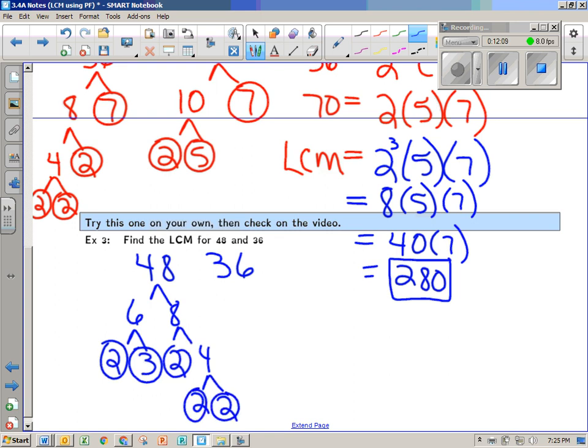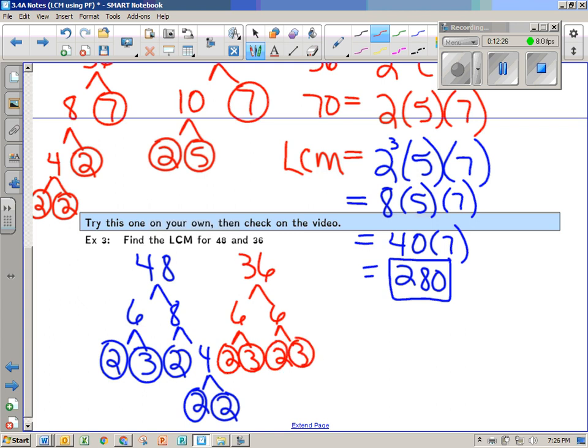All right. Let me do 36 in a different color. 36, I think I'd start with 6 and 6. Then just break each one down into 2 and 3. All right, so over to the side or underneath. I would write underneath if I had room. That's better to work down. But if I write over here, I could say, well, 48 equals 1, 2, 3, 4 2's. So that's 2 to the 4th times 3.